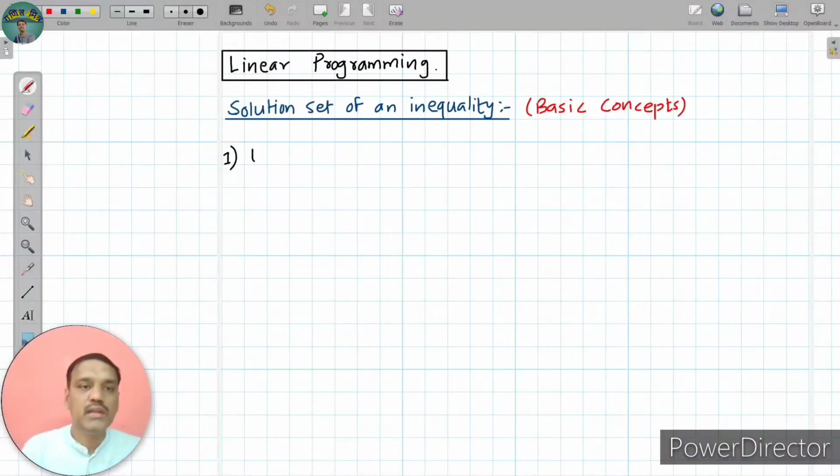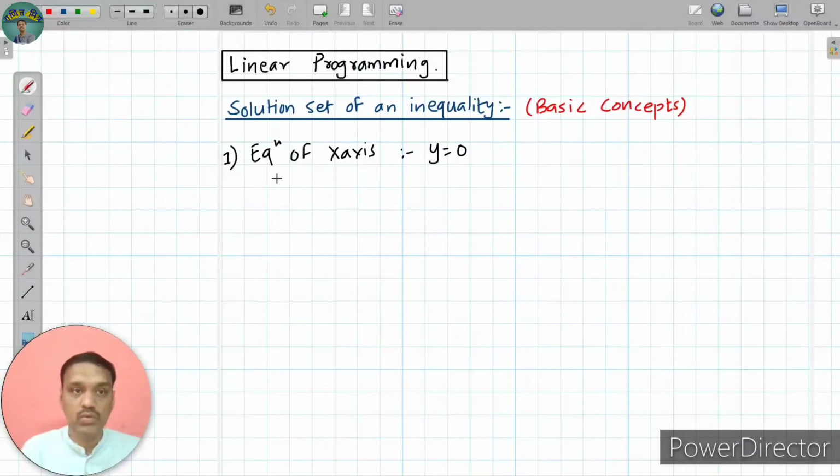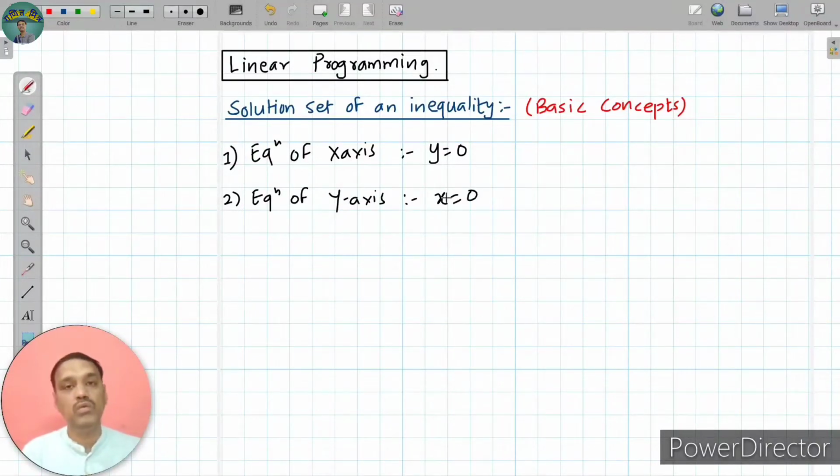The very first one is the equation of the x-axis. We know that the equation of the x-axis is y equal to 0. Similarly, the second concept, the equation of the y-axis. The equation of the y-axis is x equal to 0.